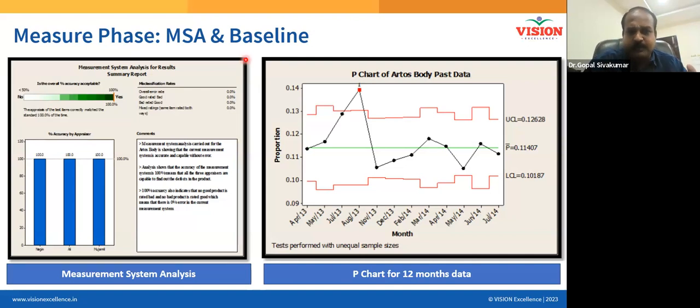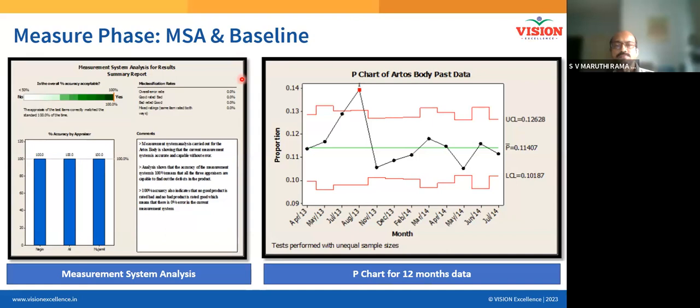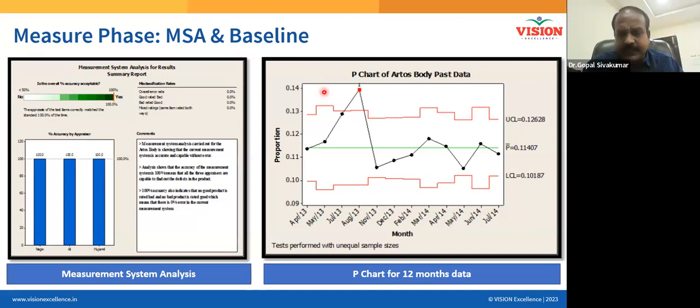Depending on the data type, we have two types of analysis. If the data type is attribute data, the analysis is attribute agreement analysis. If the data type is continuous, the analysis is known as gauge R&R. We will be discussing it in the next phase of the DMAIC, which is measure. So after ensuring that the measurement error is as per the standard, the industry standard is that measurement error should be lesser than 10%.